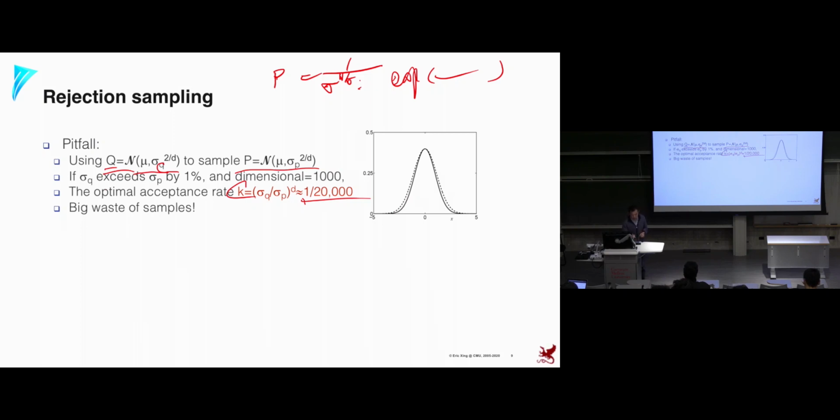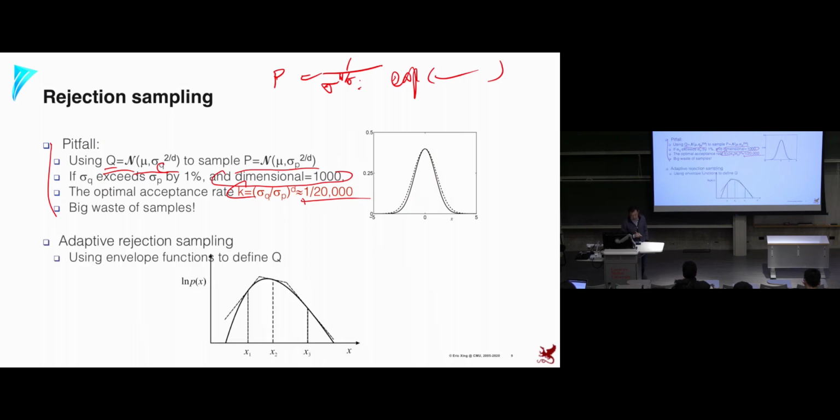So the argument I want to make is that in high-dimensional space, it becomes so extreme because the dimensionality is 1,000. Even when the target and the proposal distribution look very similar, the volume of these two distributions can be very, very different, and you end up wasting a lot of samples. There are some ideas about doing adaptive rejection. For example, I can do a piecewise distribution like this to closely envelope the target, but these are very cumbersome. So in a nutshell, rejection sampling is okay, but it's not very efficient.